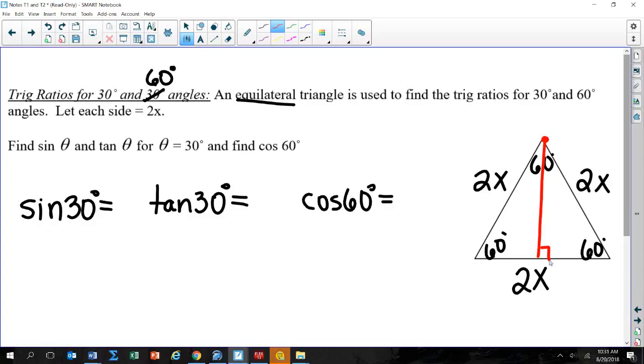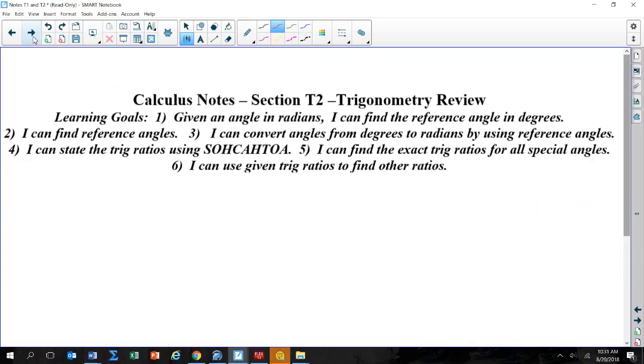Okay? So I'll let you fill in the rest for homework. I just wanted to set up the picture with you, that way you knew exactly what I was looking for. Any questions on the T1 notes? Okay. Moving on to T2 then, it's just more trig review, more mixed review.